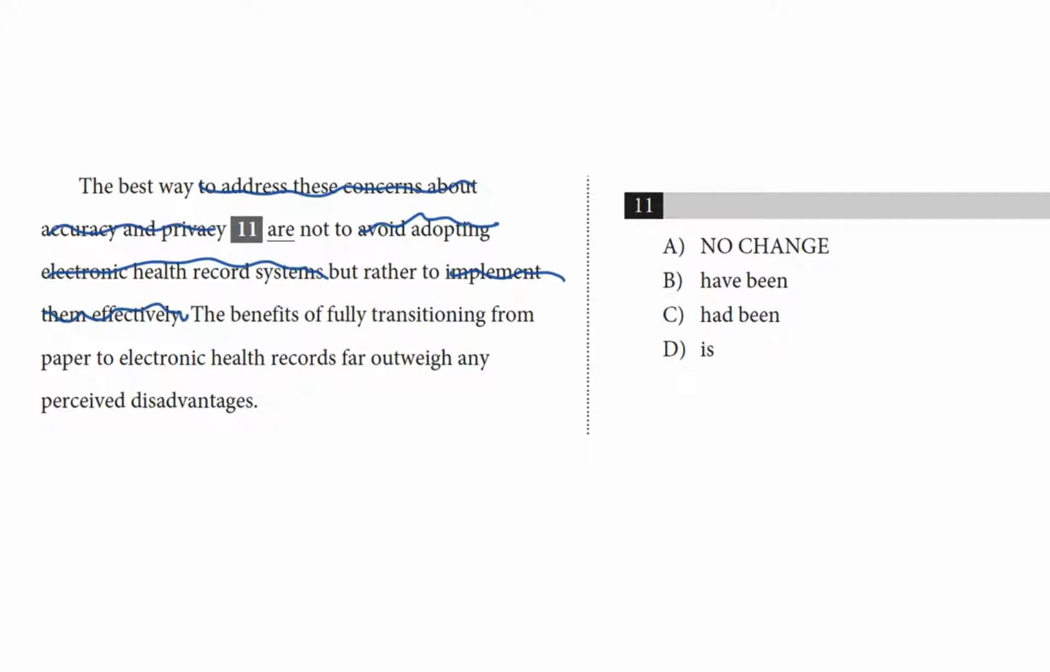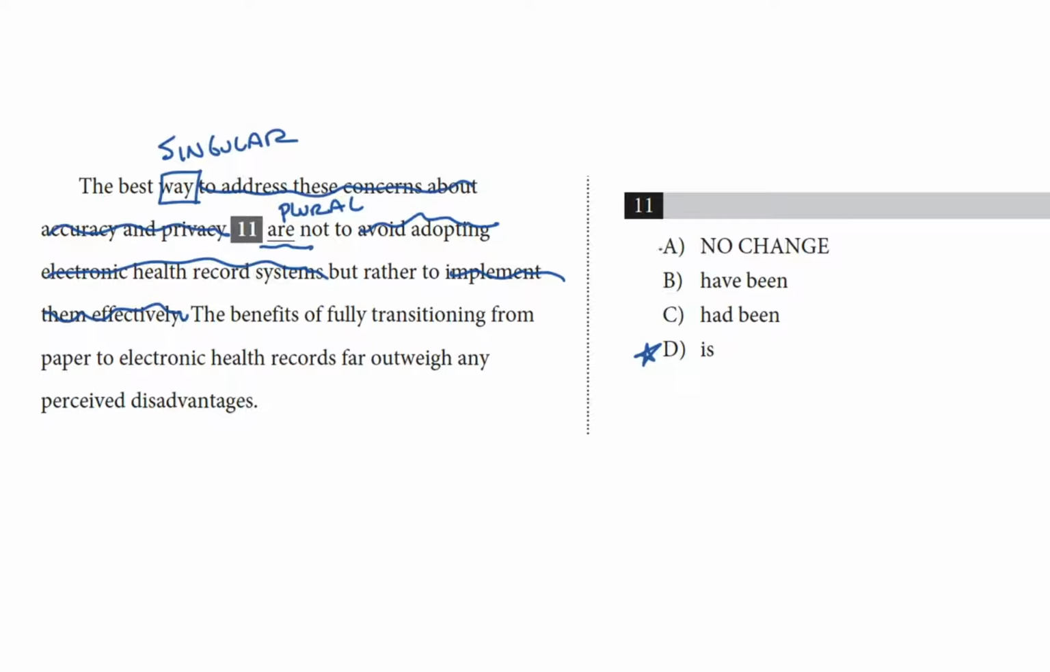And simplifying the sentence that way reveals that our subject is way. And our main verb is are. The best way are. And that's weird. Way is singular, and we want the singular form of a verb. So is, not are, right? So that means D is probably our answer, but let's just cross out the plural options and then make sure, because choice C, had been, could agree with a singular subject. They had been, she had been, we had been.